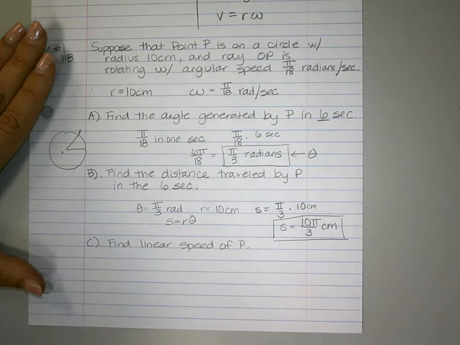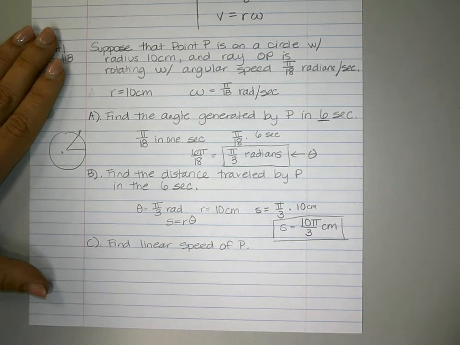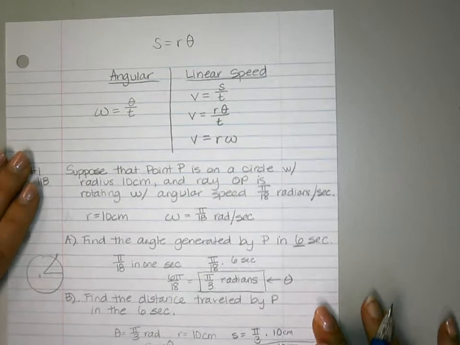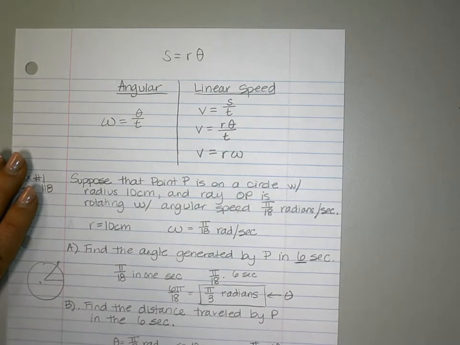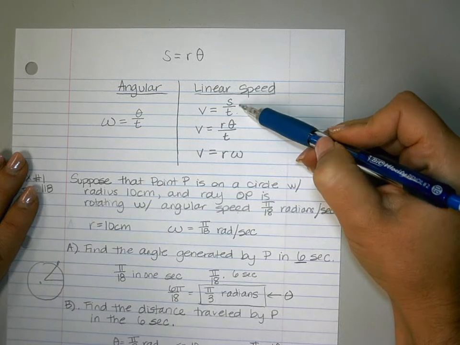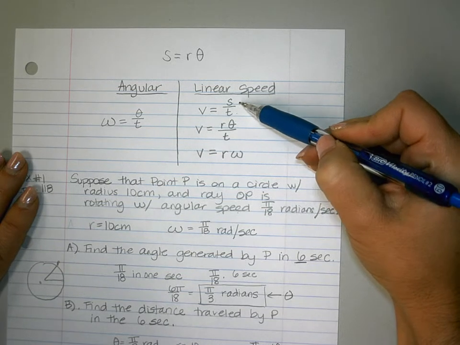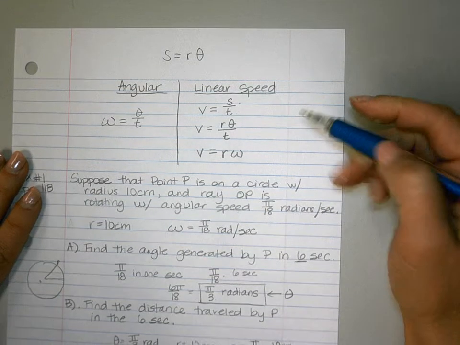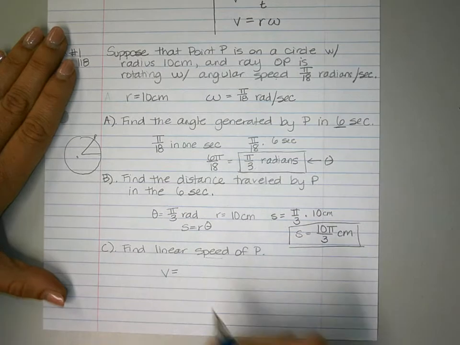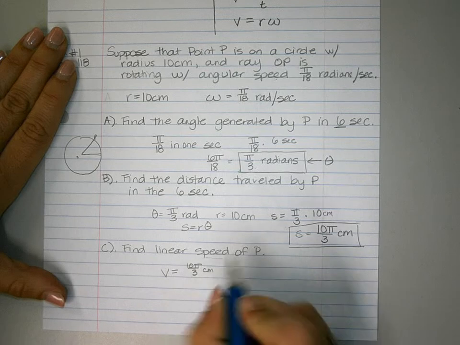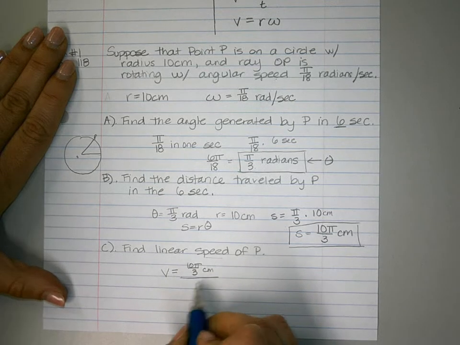So if we know our velocity, no, we're looking for a velocity, aren't we? That's our velocity. We're looking for a velocity. Going back here, we can use a variety of these formulas, but we know how far it's traveled in 6 seconds. We know it's traveled 10 pi over 3 in 6 seconds. We know the time, it's 6 seconds, so we can find how fast it's traveling in 1 second. So 10 pi over 3 centimeters is how far it's traveled in the 6 seconds.